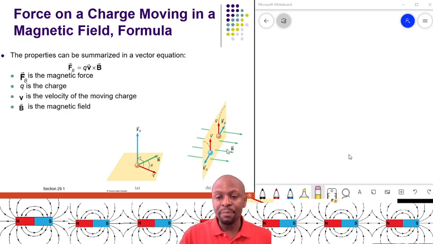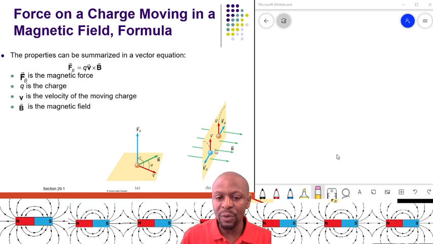Right. For example, in this case, suppose that you have the B field in this direction, and then you have a positive charge. Now, in that case, the magnetic force will always be in that direction, because the magnetic force is always perpendicular to the magnetic field and the velocity. Right.